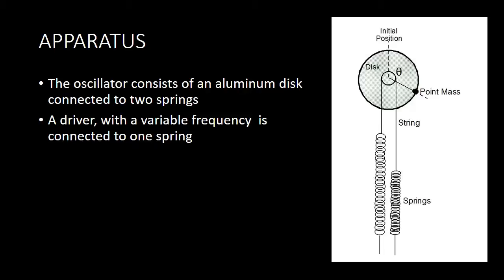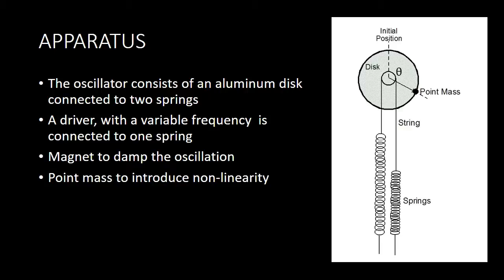Our apparatus consists of an aluminum disc connected to two springs. One of the springs is connected to a driver. The frequency of the driver can be adjusted by adjusting the voltage given to it. A movable magnet is used to damp the oscillating disc. Also, we have a point mass attached to the disc to make the system nonlinear. The point mass attached to one end of the disc makes it biased and hence nonlinear.